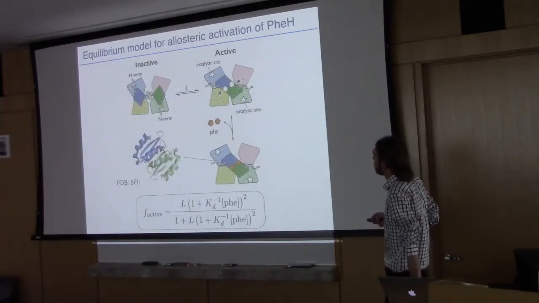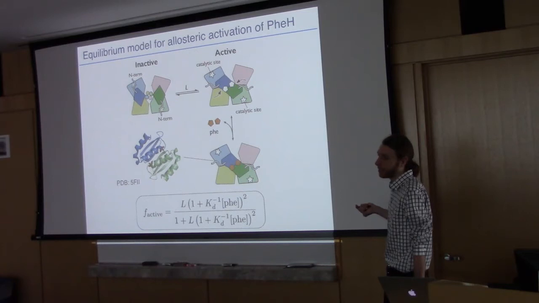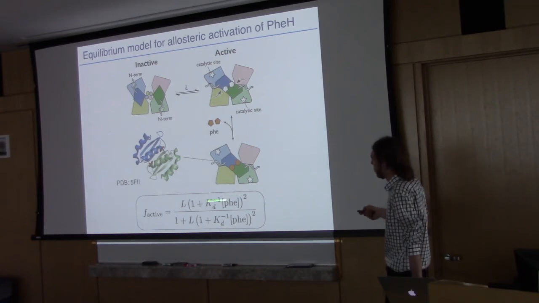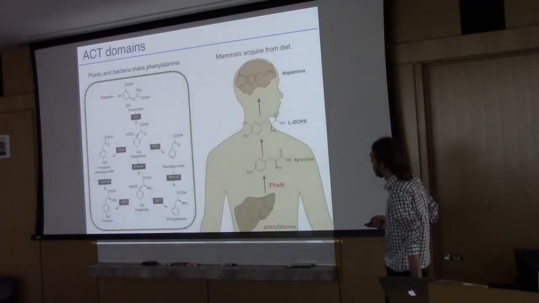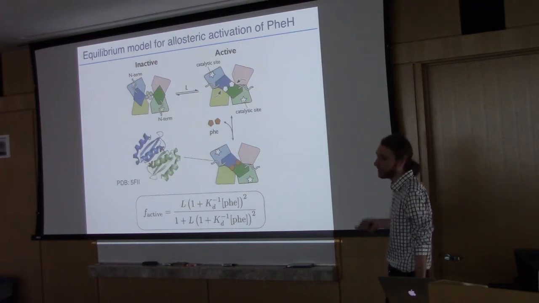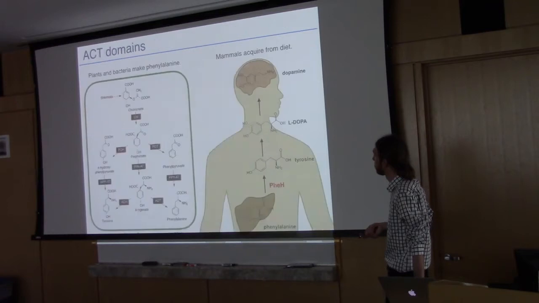Okay. The other thing that we can do is build an equilibrium model of how allosteric regulation must work. So we knew from ITC in this case that 2 phenylalanines bound per ACT domain dimer. So that's shown here. And this is the equilibrium fraction of activated enzyme you would get as a function of phenylalanine concentration. What you'll notice is this exponent of 2. That fits very well with the Hill coefficient of 2 that I showed earlier from our titration data. So that gave us additional confidence that this was the right mechanism.